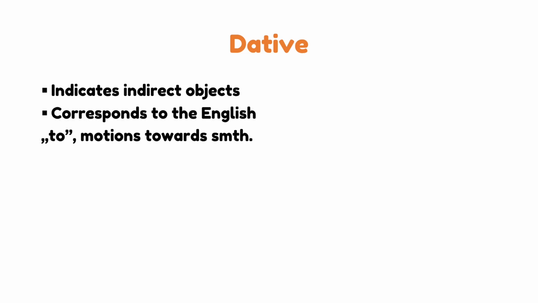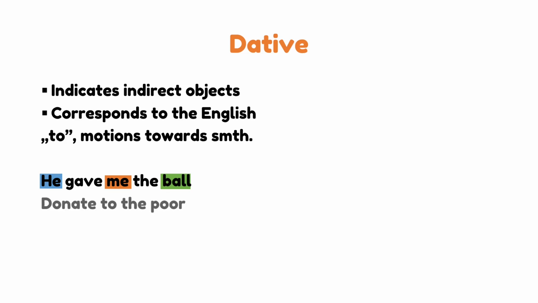Dative corresponds to the English to and motions towards something. In the sentence, he gave me the ball, me is the indirect object. The ball is in the accusative case because it's the direct object, and he is in the nominative case. Donate to the poor. To the poor would be in the dative case because it's the indirect object.